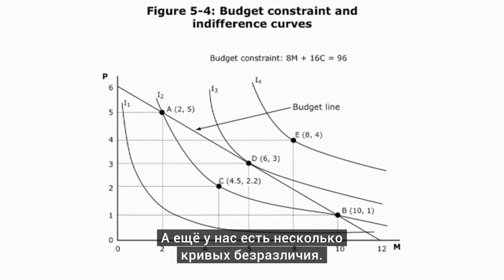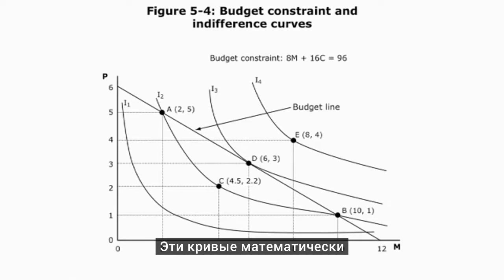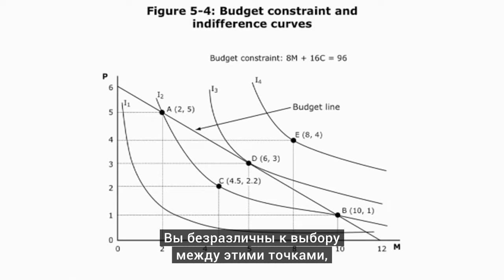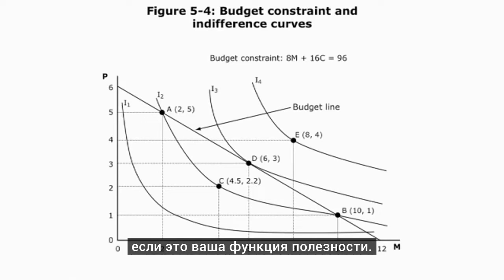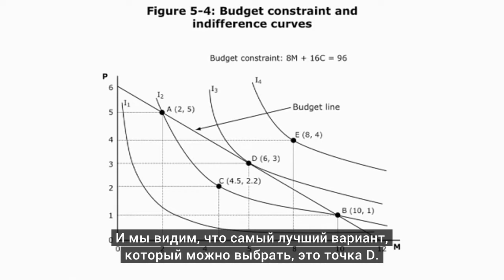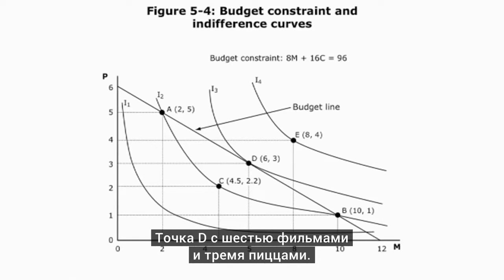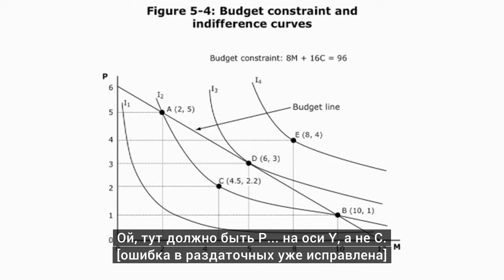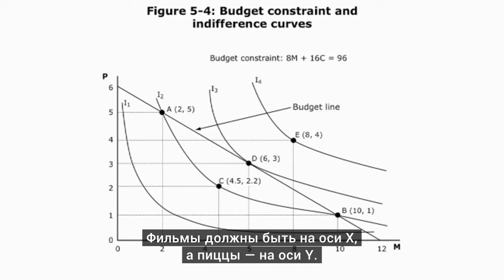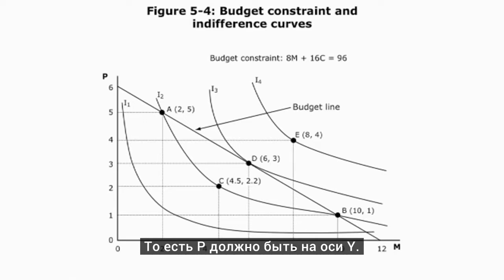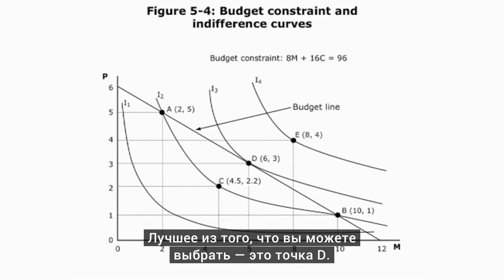Then we have here a series of indifference curves. These curves are mathematically representative of this utility function. These are points among which you're indifferent if you have that utility function. And what we see is that the best you can do is to choose point D, with 6 movies and 3 pizzas. That should be P on the y-axis, not C. It should be movies on the x-axis and pizzas on the y-axis. The best you can do is to choose point D.